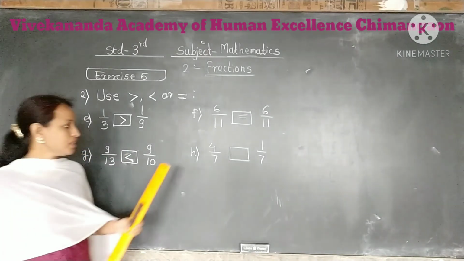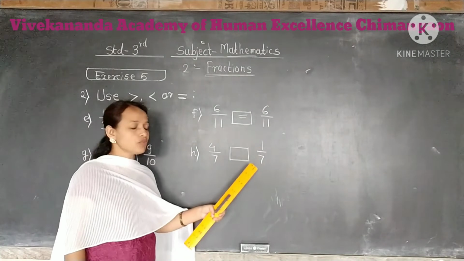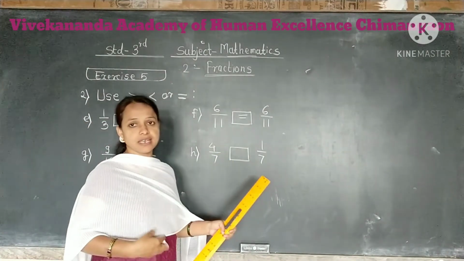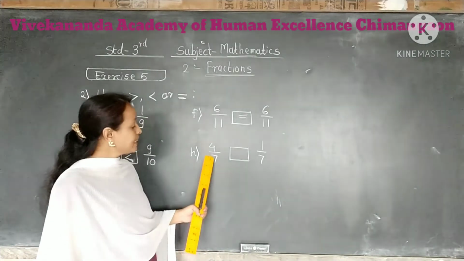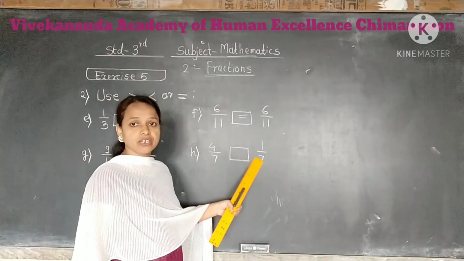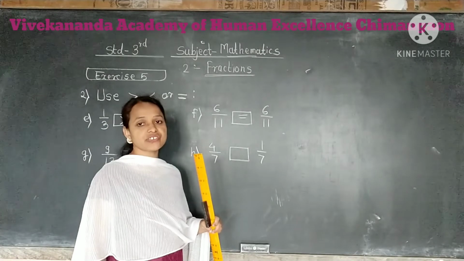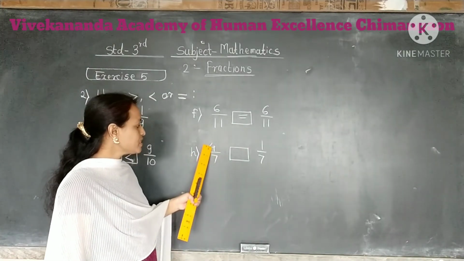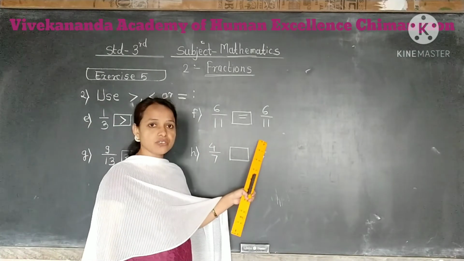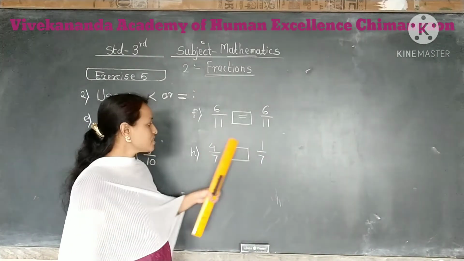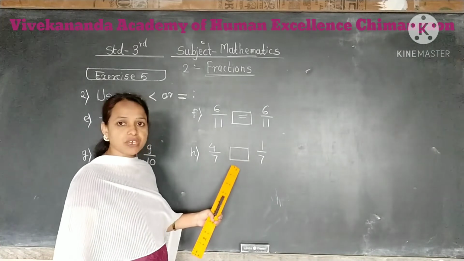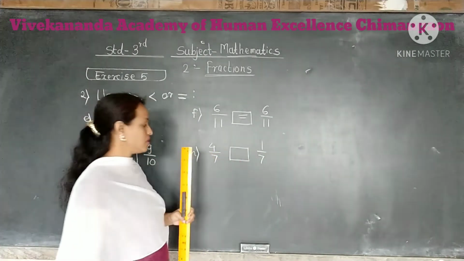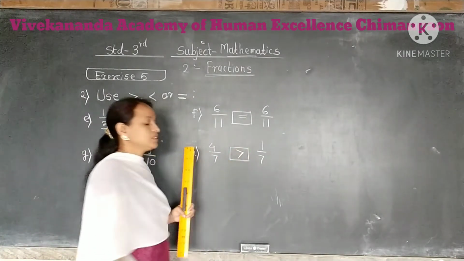Now next pair, 4 upon 7 and 1 upon 7. In this pair of fractions, denominators are same. So when denominators are same, then whose numerator is greater, that fraction is greater. So here 4 upon 7, its numerator is 4, and 1 upon 7, its numerator is 1. Here 4 is greater than 1. So in this pair of fractions, 4 upon 7 is greater than 1 upon 7. So we use here this side.